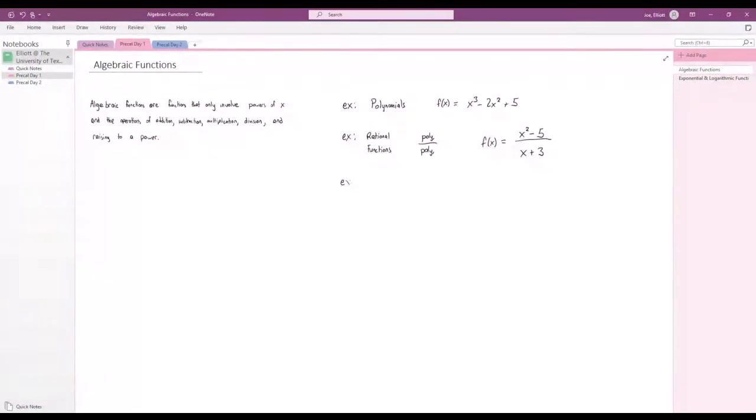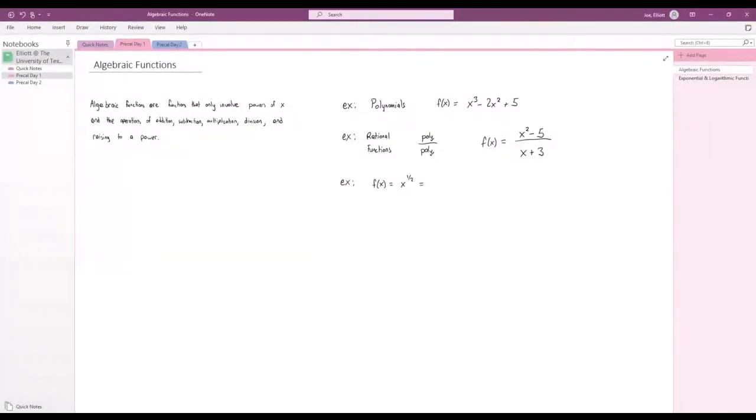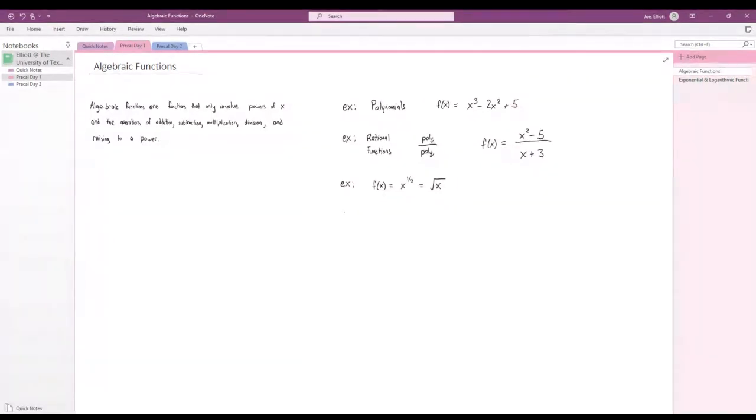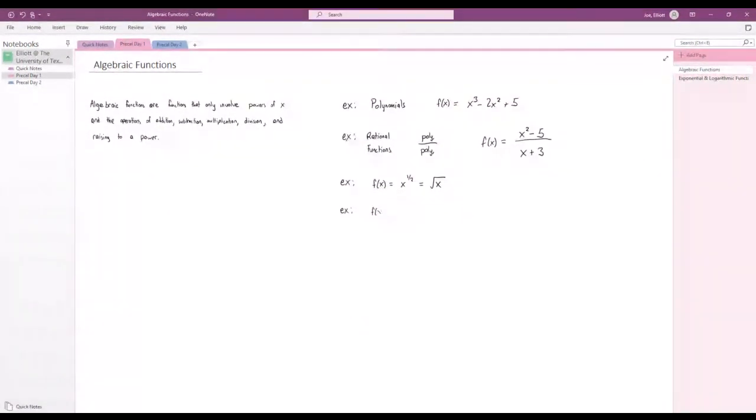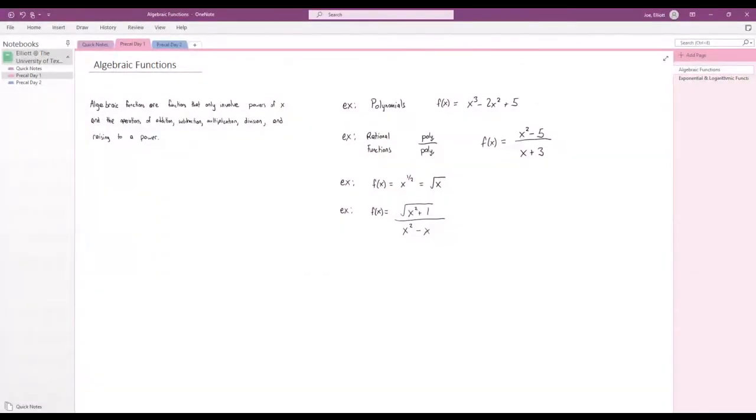Just a few more really quick examples. In the definition, there's no restriction that the powers have to be whole numbers. So we could have, say, x to a power of 1/2, which of course, I think you guys know can be rewritten as the square root of x. So that's also an algebraic function. And then you could have a mixture of all these things. So something like square root of x squared plus 1 over x squared minus x. All of these here are examples of algebraic functions, okay?